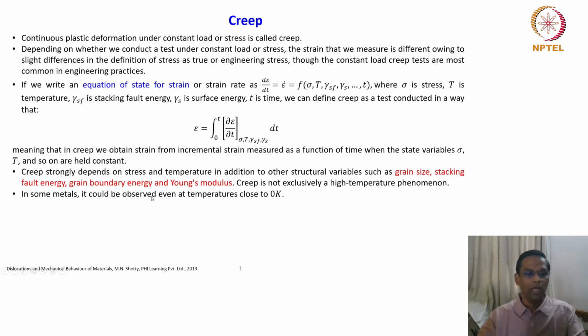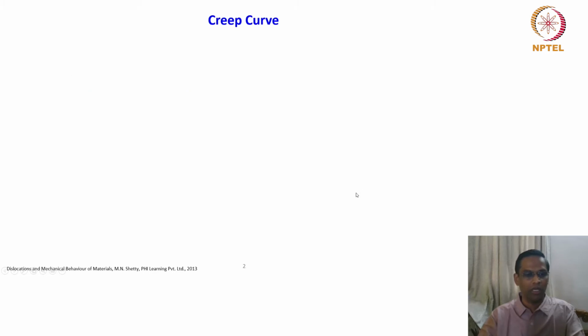In some metals, it could be observed even at temperatures close to 0 Kelvin. Somebody has reported that kind of behavior, so it is generally said like that. We will see how we will define this high temperature, low temperature phenomenon, I mean the discrepancy. How do we normalize the creep? It's very, very important and interesting as well.